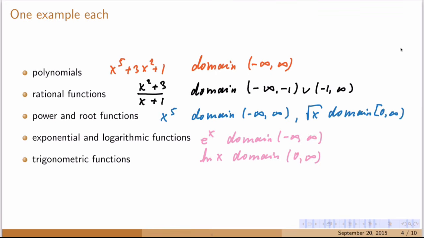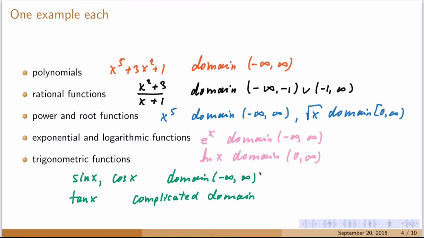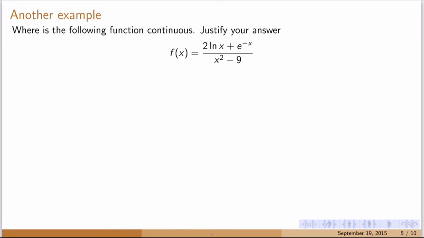And then finally the trig functions. For example, sine x, cosine x, they have full domain, minus infinity to plus infinity. Tan x, well, tan x is different, right? It is sine divided by cosine, so it has a vertical asymptote whenever cosine is equal to 0. So maybe for now I write complicated domain, but later we will look at this case in a bit more detail. But here first is another example.